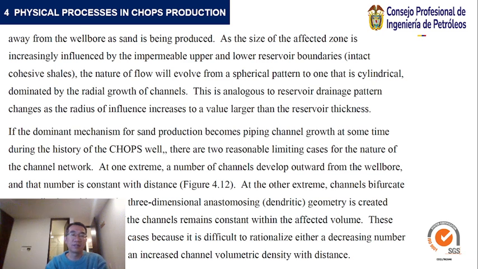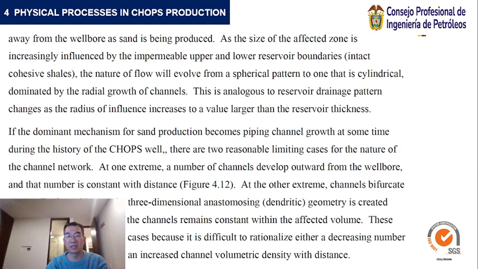If the dominant mechanism for sound production becomes piping channel growth at some time during the history of CHOPS well, there are two reasonable limiting cases for the nature of the channel network. At one extreme, a number of channels develop outward from the well, and the number is constant with distance.